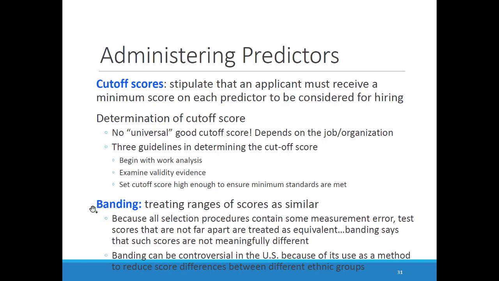Banding is another thing to talk about, and that is referring to treating ranges of scores as similar to one another. So the idea behind banding is that you would treat everyone who got a test score between 70 and 80% to be in the same band. So they would be considered similar to one another or on the same level. The idea is that all selection procedures contain some measurement error. So test scores that are not that far apart can be treated as equivalent because they're not necessarily meaningfully different.